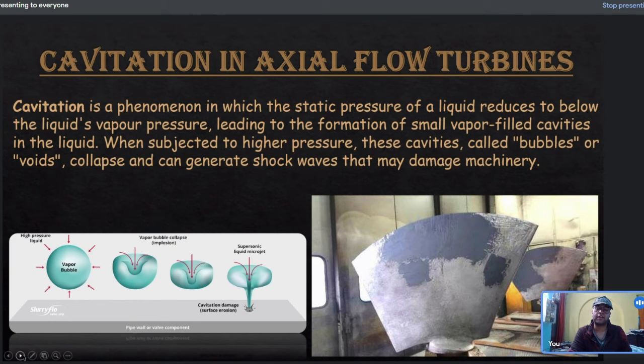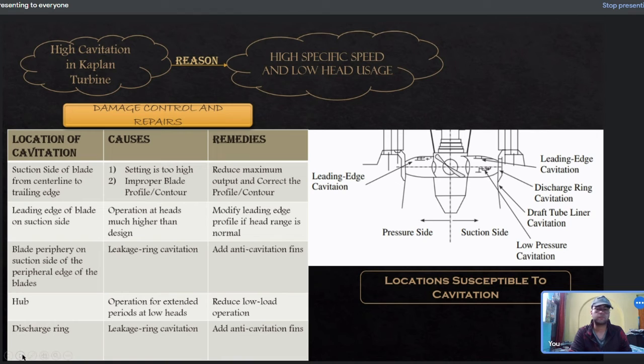Cavitation can be described as a process in which vapor bubbles are formed rapidly when the static pressure becomes smaller than the liquid's vapor pressure. These bubbles collapse when subjected to higher pressure and cause damage to the machinery via the kinetic energy that they release. In Kaplan turbine, this phenomenon occurs extensively due to its high specific speed and low head usage.